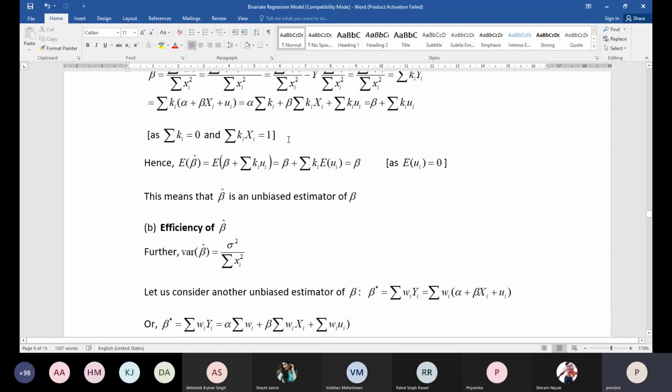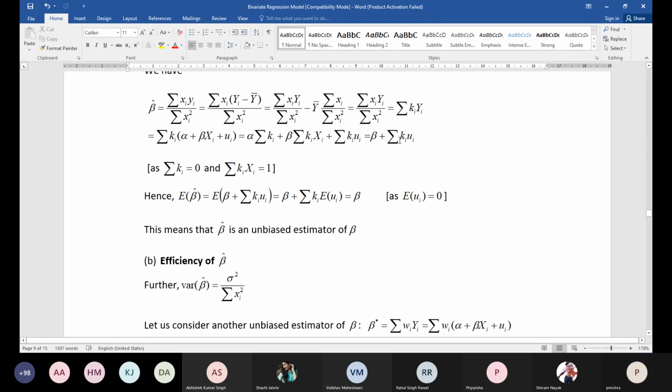Now if I take mathematical expectation of both the sides, then we get expectation of beta hat as expectation of this. Now this doesn't have any expectation, it will come out of the expectation. It is a given value, and then we are having it like this. Why is it out of expectation? We have already discussed that this is non-stochastic. And we know expectation of ui is equal to 0 by assumption. So essentially we are getting this part as 0. That means expectation of beta hat is equal to beta. And this means that beta hat is an unbiased estimator of beta.